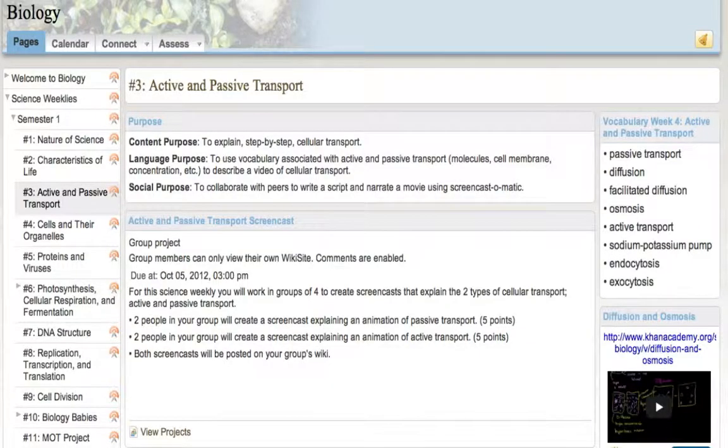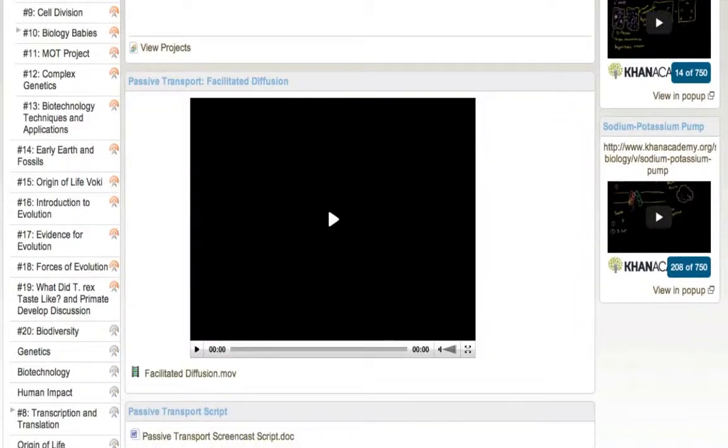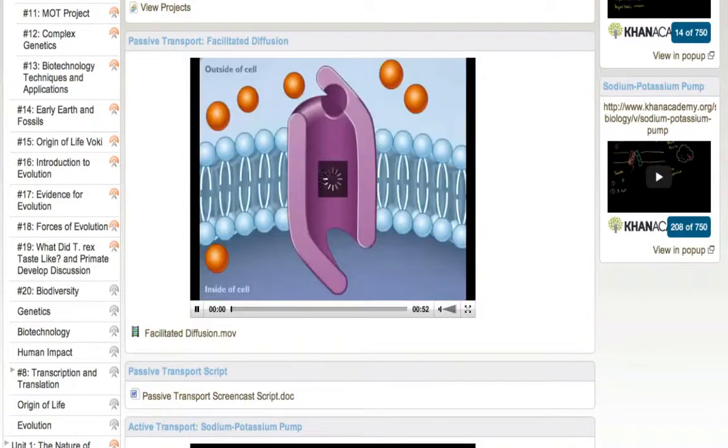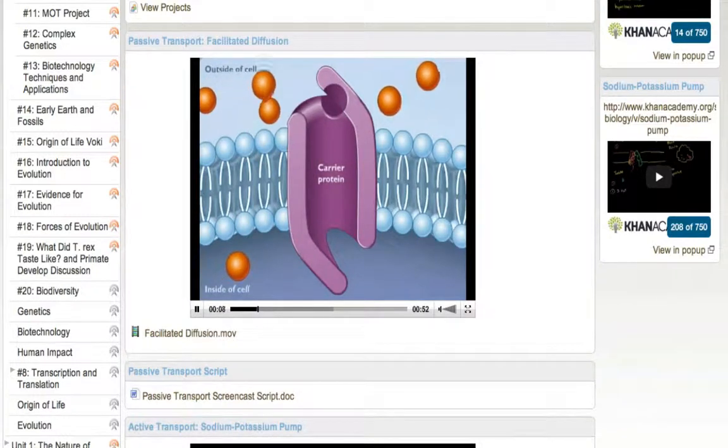And initially what students did is we looked at a video of each type of transport. So as I scroll down my page, you'll see one on passive transport, which is an example of facilitated diffusion. And I'll click play, and in this video you'll see that there's a simple model of how things get inside and outside of cells. So this is muted, so there is no sound.